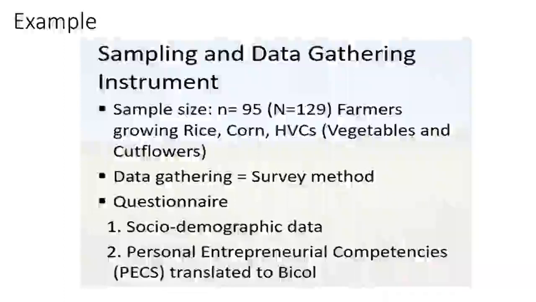Now, considering the sampling and data gathering instrument, the population of the respondents was 129 farmers growing various crops such as rice, corn, and high value crops, specifically vegetables and cut flowers. So from the population, I determined the sample size. It's quite sufficient. The sample size is 95.